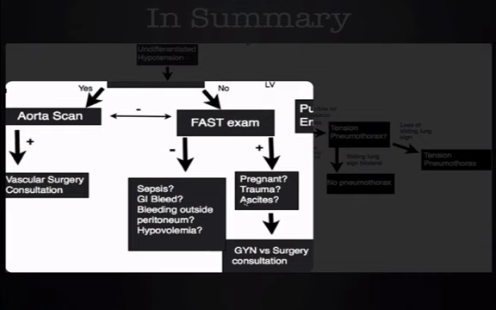If you think it might be ascites and the patient is stable enough, you can do a quick peritoneal tap. If you get frank blood out, you know you need to call surgery. If it's ascites, then you have to keep looking.